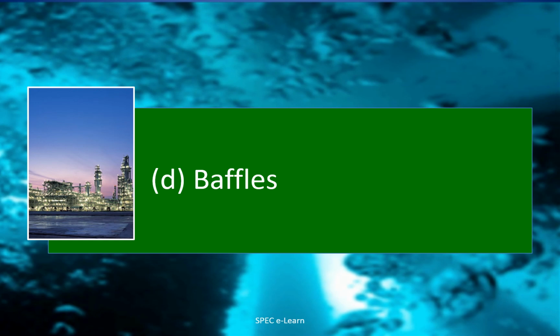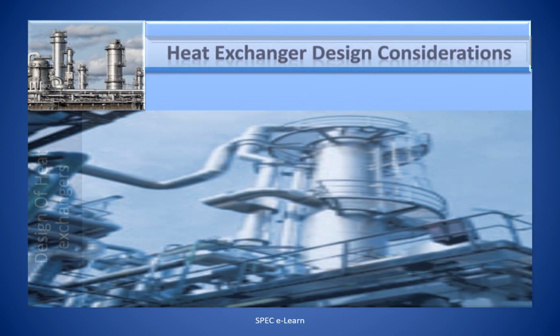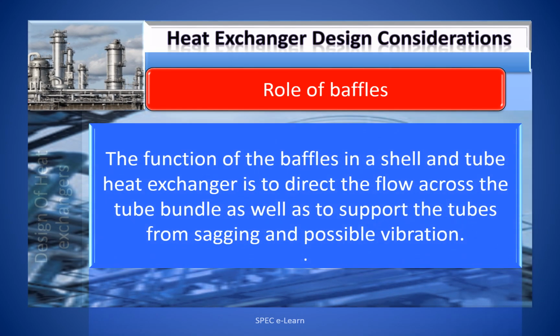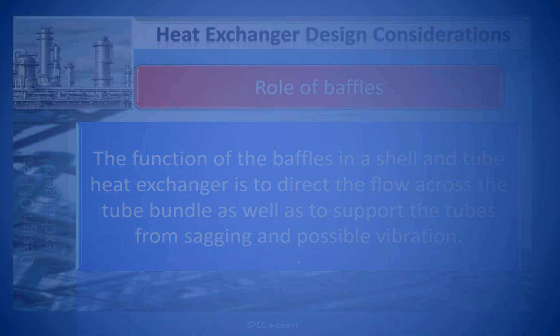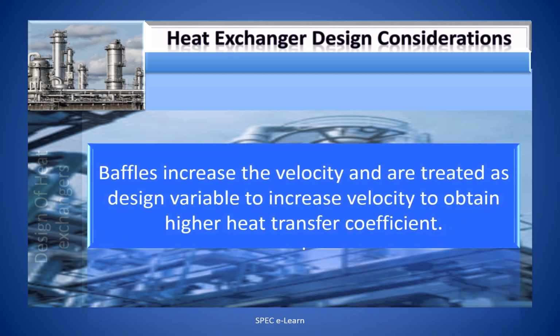Another important consideration in the heat exchanger design is baffles. What is the role of baffles in the shell and tube heat exchanger? The function of the baffles is to direct the flow across the tube bundle as well as to support the tubes from sagging and possible vibration. Baffles increase the velocity and are treated as a design variable to increase velocity to obtain a higher heat transfer coefficient.